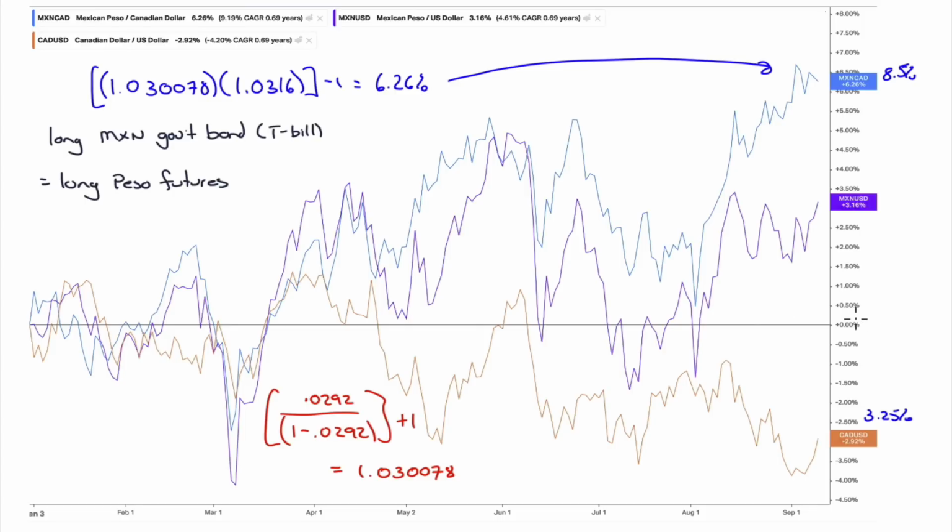So this is a year-to-date chart of, we have the Mexican-Canadian, which is up here. You have the Mexican to the U.S., which is over here. And then you have the CAD versus the U.S. down here. Year-to-date down 2.92%, whereas the peso versus the U.S. is up 3.16%. So against the Canadian, it is up 6.26%.